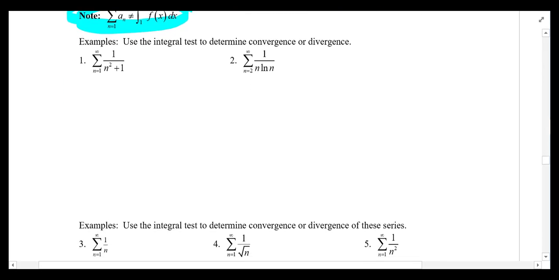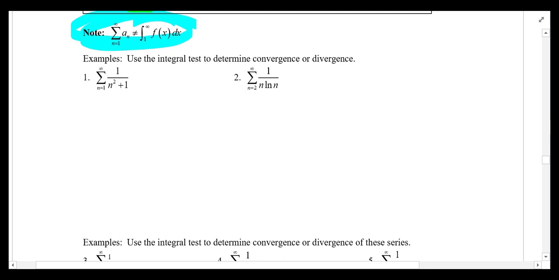Here are examples 1 and 2. Use the integral test to determine the convergence or divergence of these sums. I'm asking you to take the integral from 1 to infinity of this expression. Remember, going to infinity makes this an improper integral, and we use the notation b, where b goes to infinity. You need to do that here again. Our function is not 1 over n squared; I'm just going to replace n with x, so we have our more typical function in terms of x.